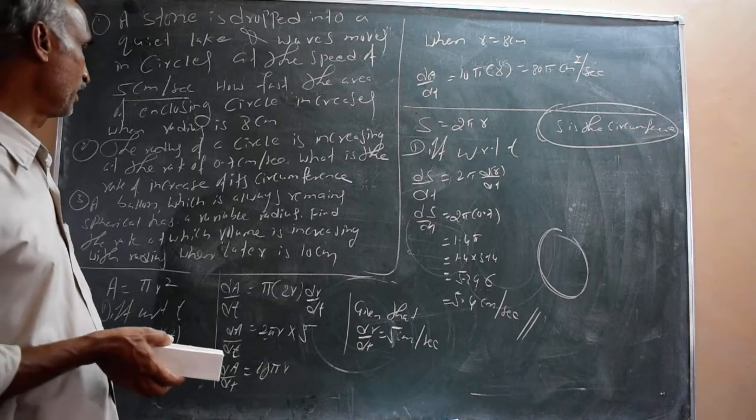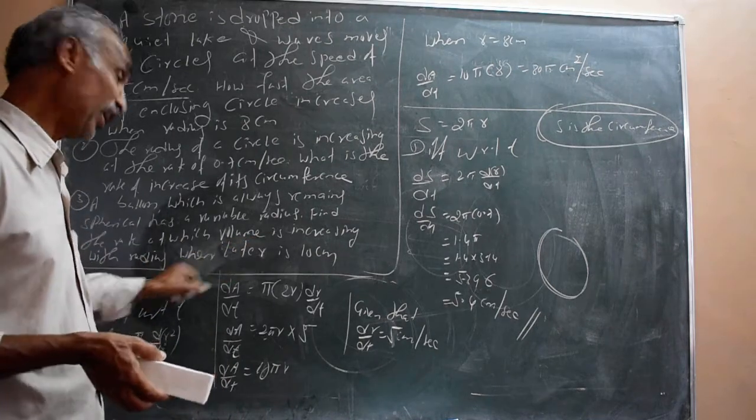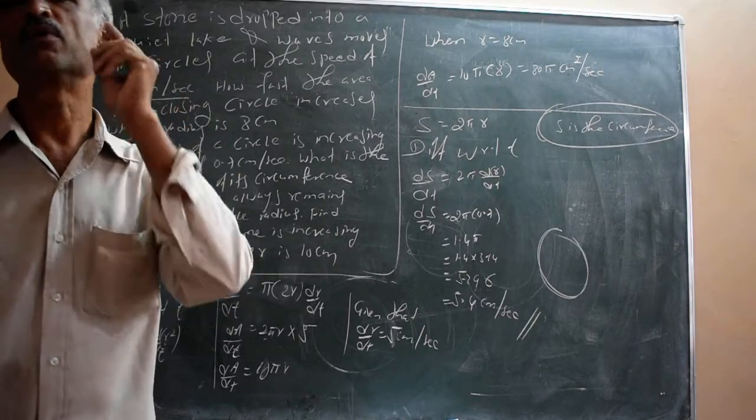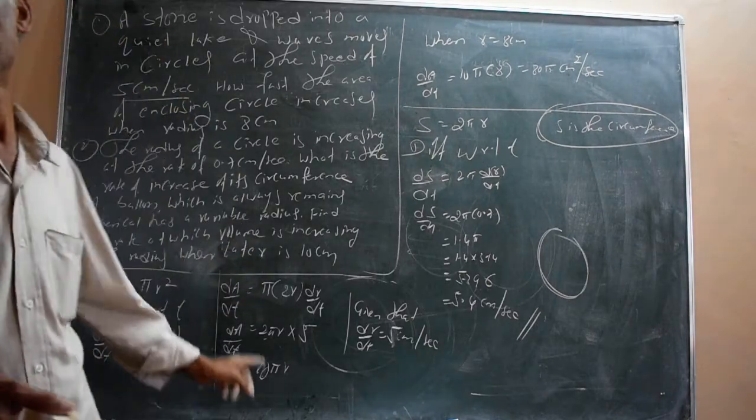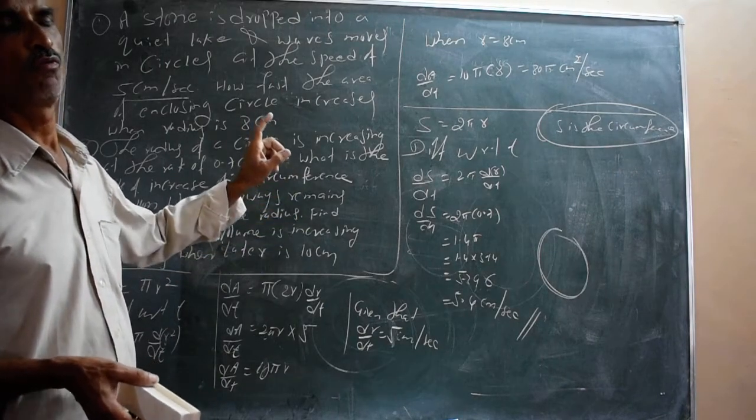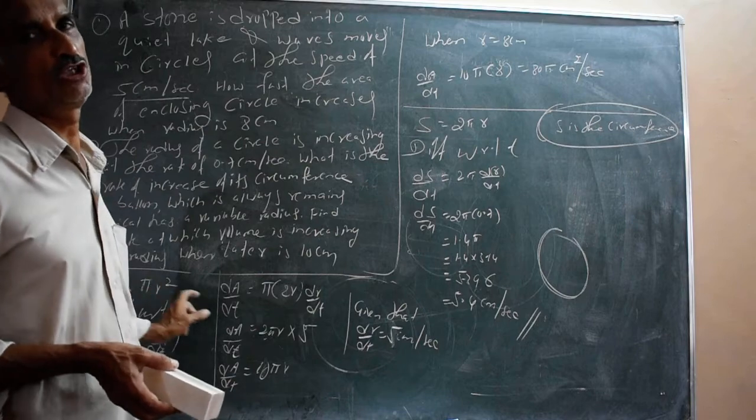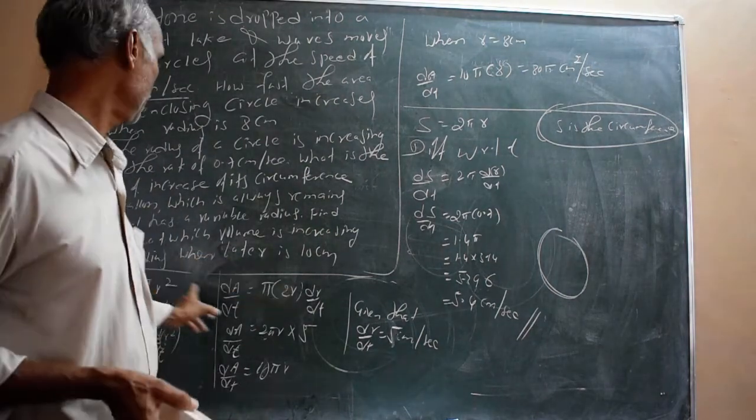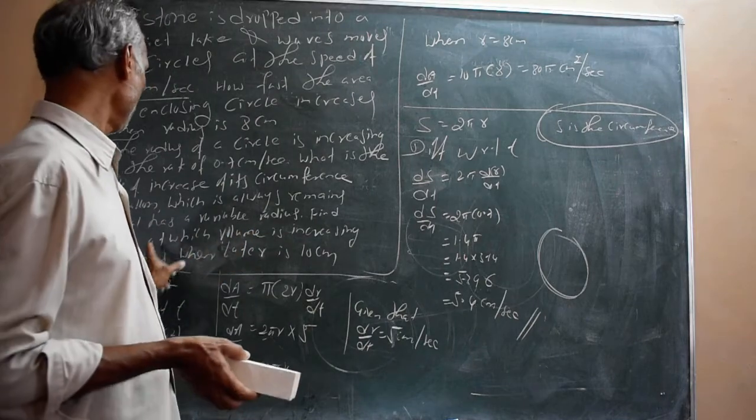dV upon dt, let us say. Volume is increasing with radius, means with respect to radius. Here it is not dV by dt, it is dV by dr. Because in the problem it is clearly mentioned: rate of increase of volume with respect to radius. With radius means with respect to radius.